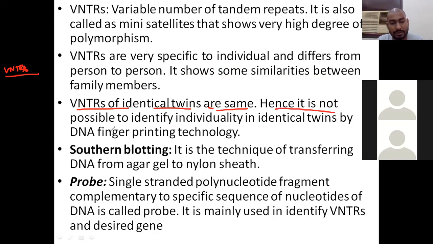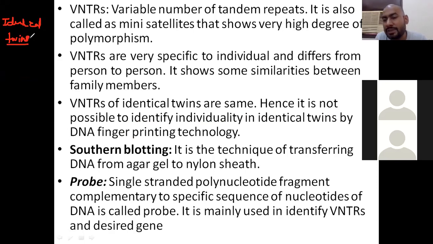Hence, it is not possible to identify individuality in identical twins by DNA fingerprinting technology. A very, very important and big drawback of the technology. Are you getting it? There are different types of twins: zygotic twins, fraternal twins, and identical. In the case of identical twins, VNTRs cannot differentiate, so they can't be used.